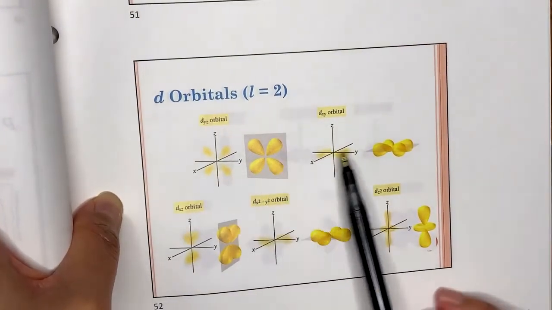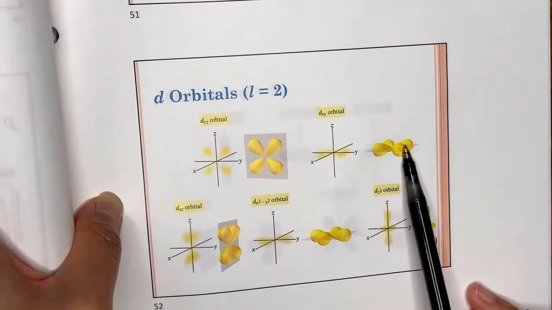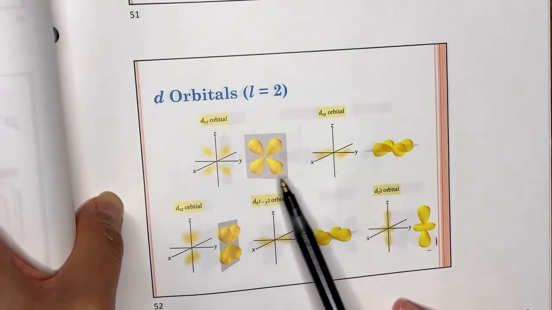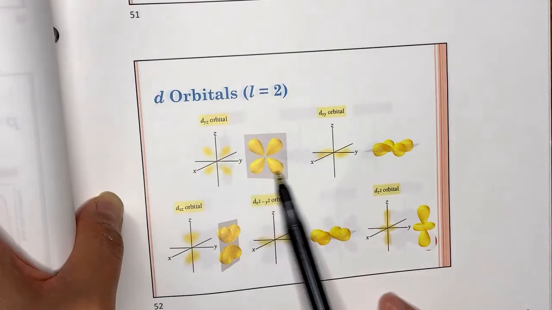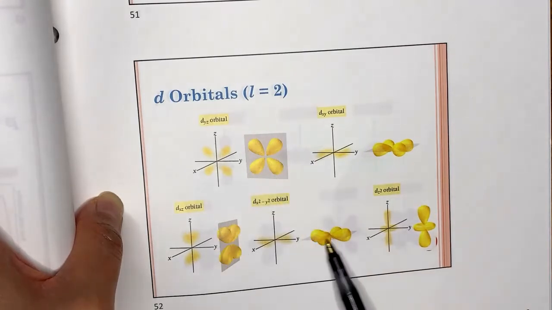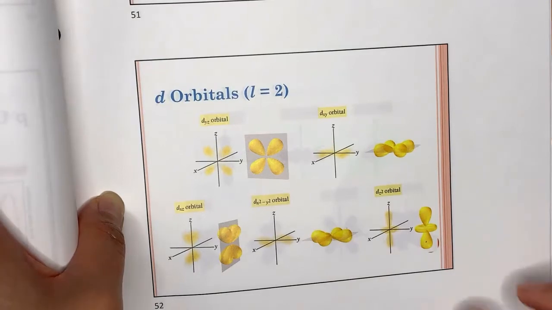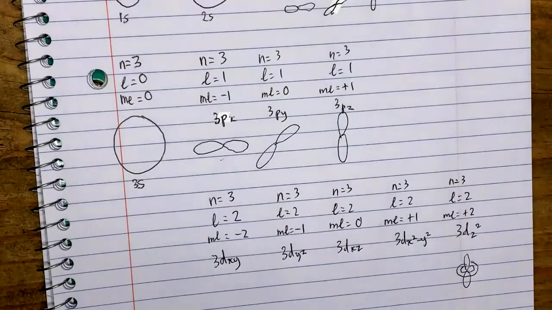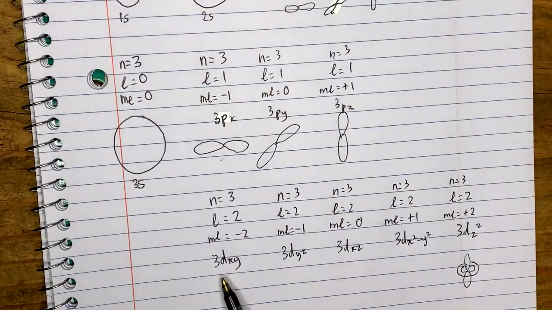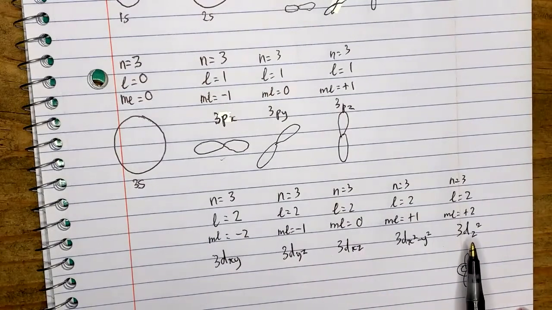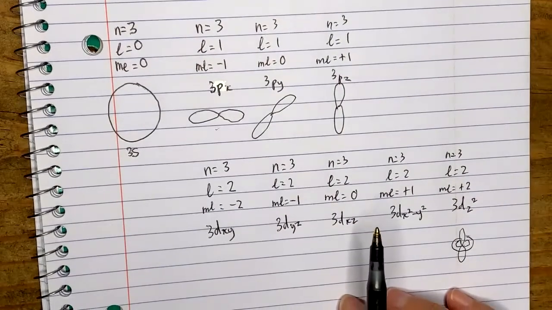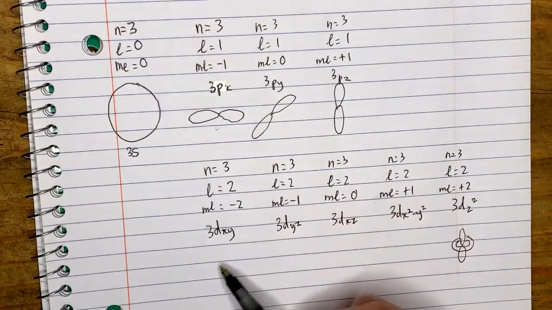So this is X and Y, so it's on the X and Y plane. And then Y and Z is on the Y and Z plane. And then X and Z, and x squared minus y squared is on the X and Y axes only. And this is Z squared. Okay, so that's your orbitals here. And that's how you would say there's 5 different orientations of this orbital here. So 3D, there's 5 options.